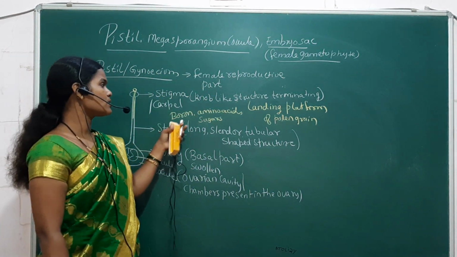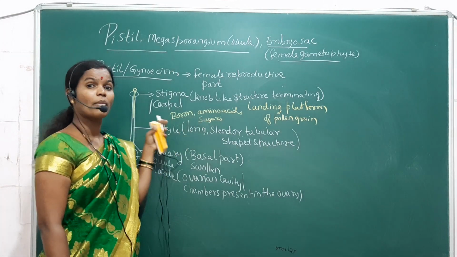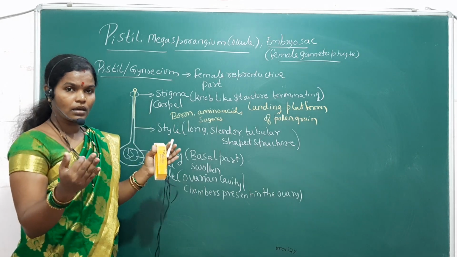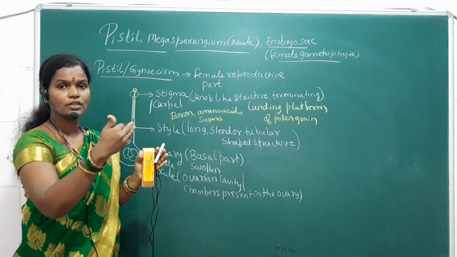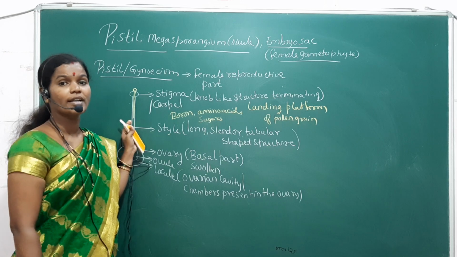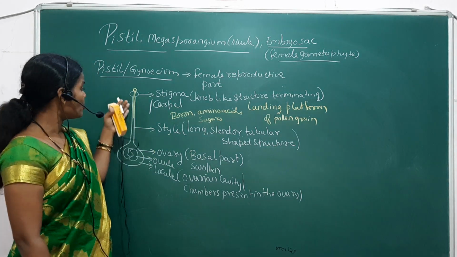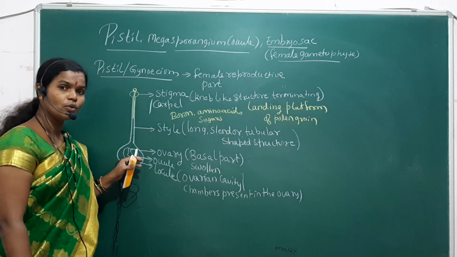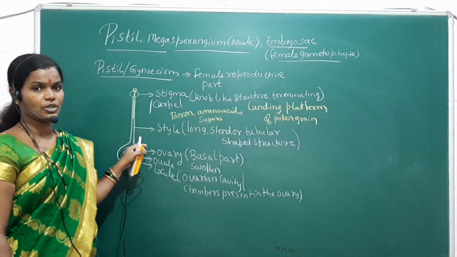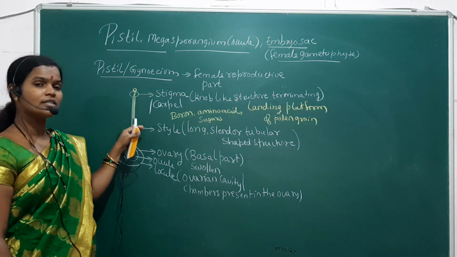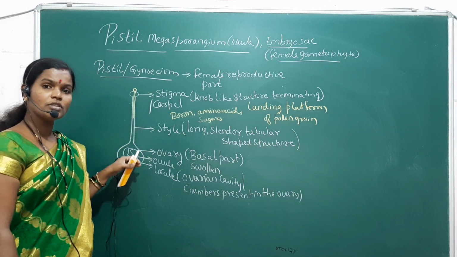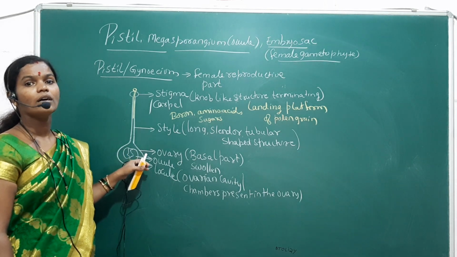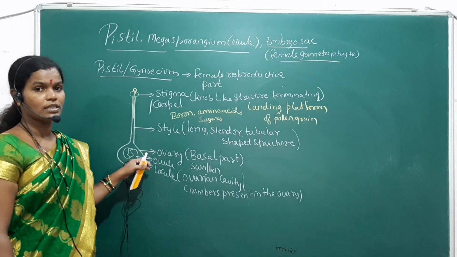When the chemicals are released by the stigma to the pollen grain, it bulges and produces the pollen tube, which is called germination. That pollen tube travels through the style and reaches the ovule for the process of fertilization, helping in the process of double fertilization.